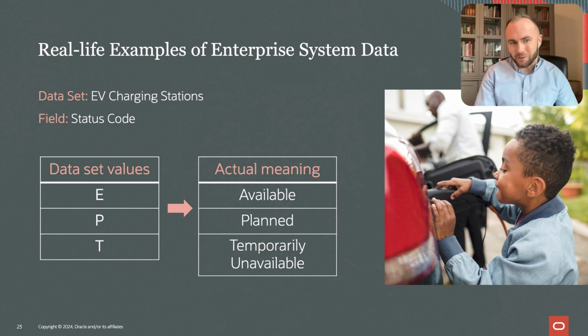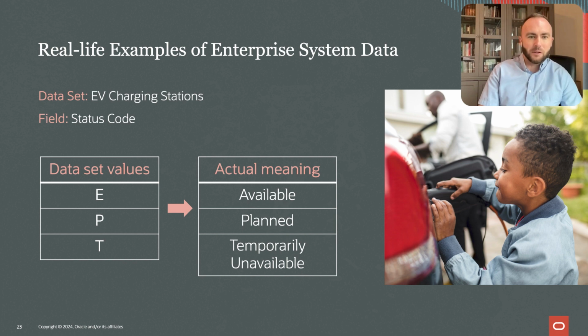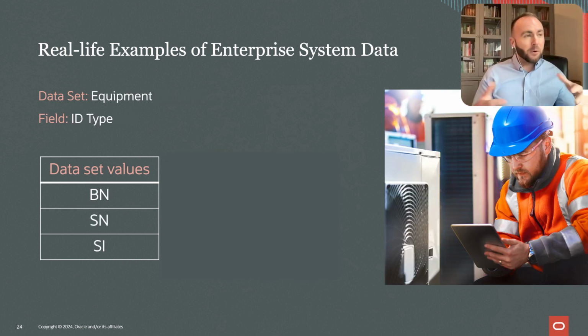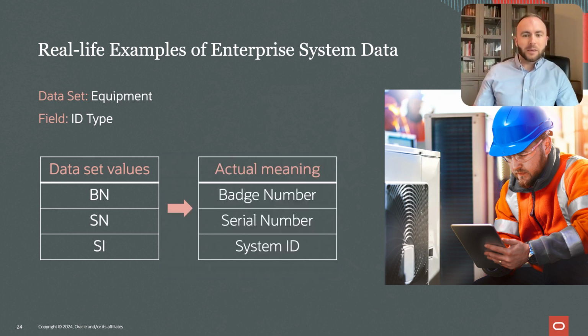E means available, P means planned, T means temporarily available for these status codes coming from this source data for charging stations. Another example is equipment for some of the utility systems that we work with. This is an ID type. So again, probably can't guess every single one of these values. Maybe would have been able to guess serial number, but probably not the other two.